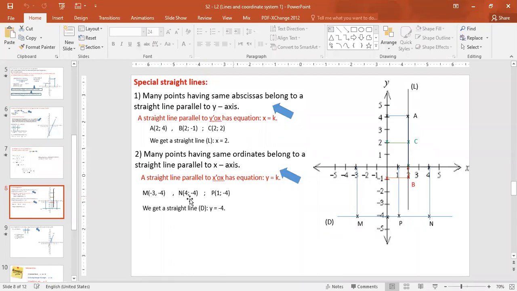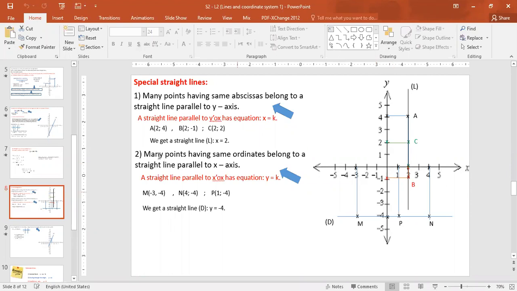Let's locate these points. M is -3, -4. This is -3, this is -4, so here is M located. N is 4, -4. This is abscissa 4, ordinate -4, so N is located here. P is 1, -4. This is abscissa 1, ordinate -4, so P is located here. If I join M, P, and N, I get them all on one straight line. This straight line, as you can see, is parallel to the x-axis.